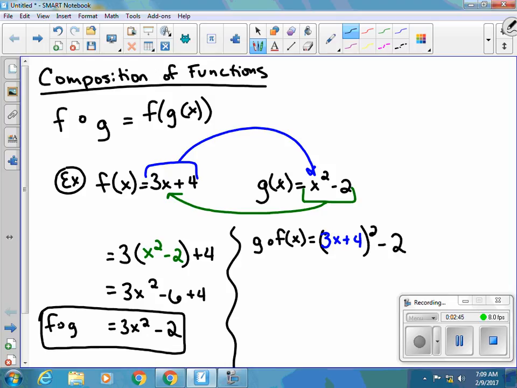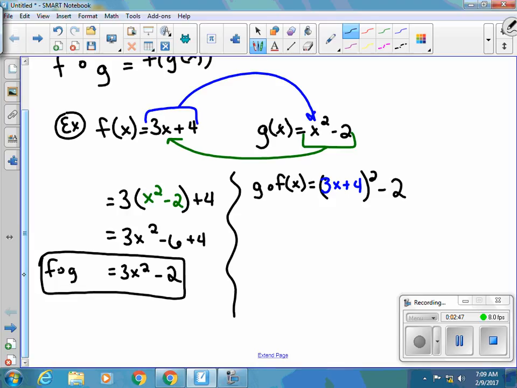Now caution when you do the square. And I say that because a lot of people will go 9x squared plus 16. That's not actually how it is. It's 3x plus 4, and I list it twice to make sure that I distribute properly. This is where a lot of people jump right to that 9x squared plus 16. They forget that when you actually have to distribute, you're going to have a middle term.